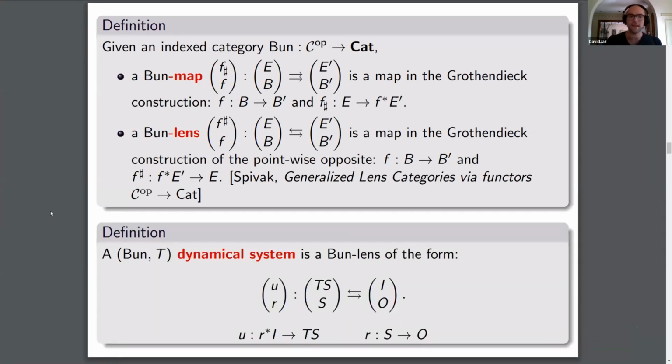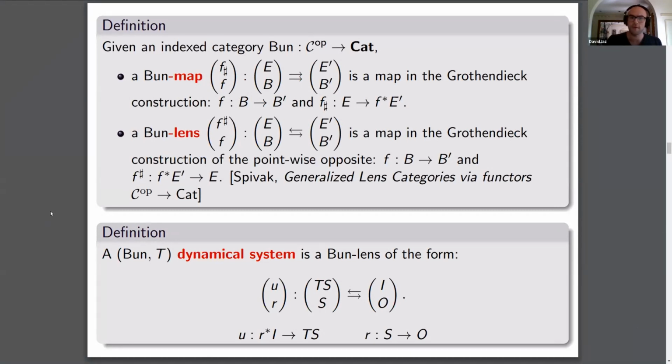So one thing to see immediately is that the dynamical systems I was talking about before are all examples of lenses. So here's the definition of a dynamical system in a given doctrine. It's a lens of this particular form. So on the left, we have the bundle of changes, TS, sitting over S.